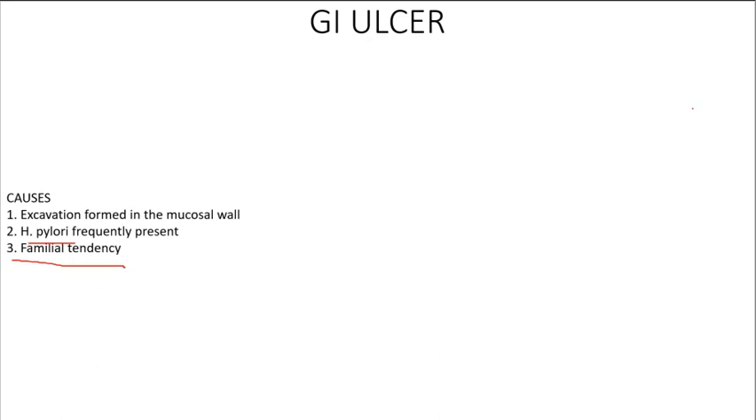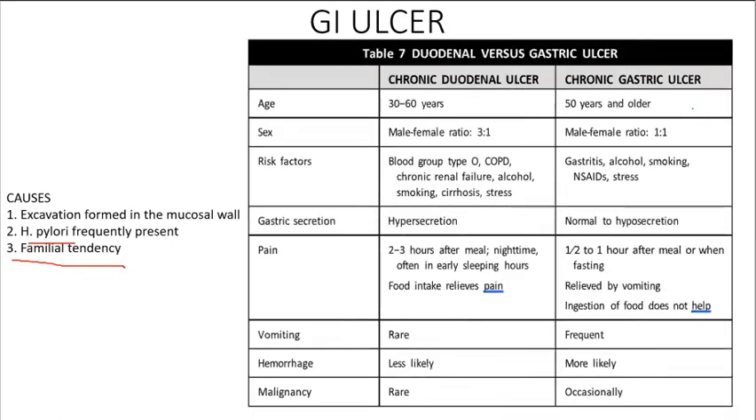So let's look at some risk factors. Let's compare duodenal ulcer with gastric ulcer. So what are the key features we are looking at here? Again, in age, you could see with chronic duodenal ulcer, the people at risk are between 30 to 60 years, while gastric ulcer occurs more in people 50 years and older. With sex, there's a ratio of 3:1 with duodenal ulcer, whereas with gastric ulcer, there's 1:1.